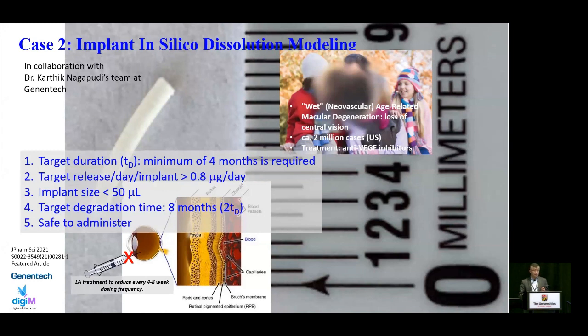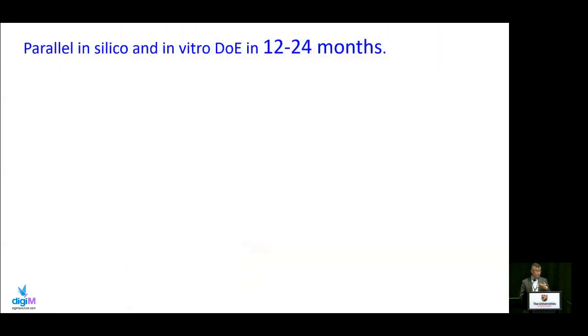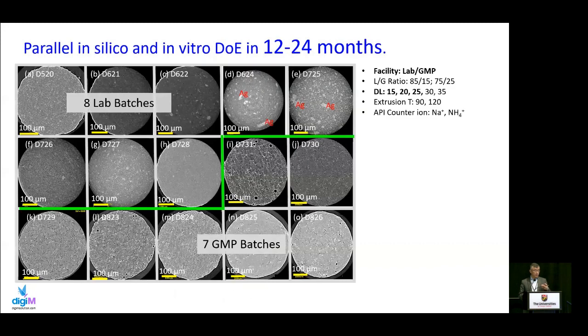It has been discussed several times. Testing each of these iterations will take 4 to 6 months, right? So with this imaging-based approach, we conducted in parallel the imaging, AI, generative AI, and in silico prediction, along with the Genentech team's in vitro DOE. And we evaluated 8 laboratory batches and 7 GMP batches.